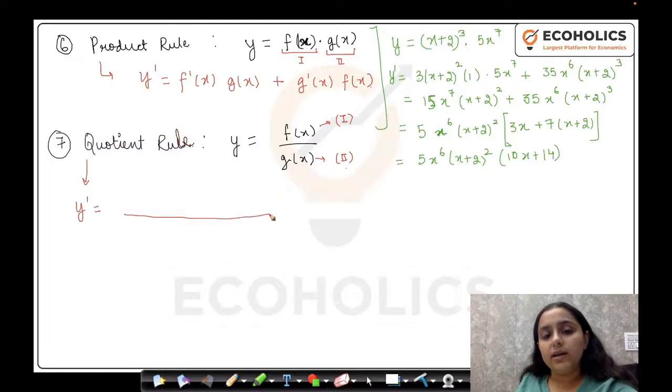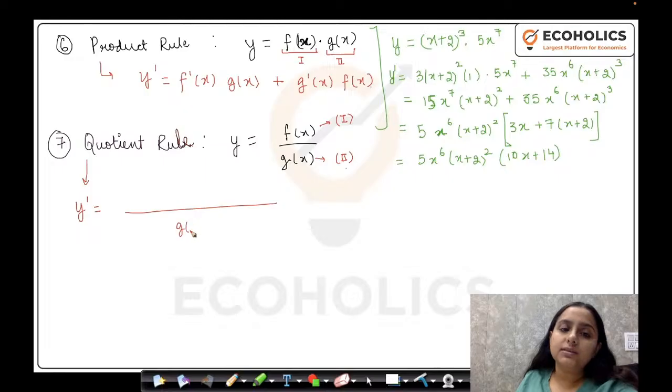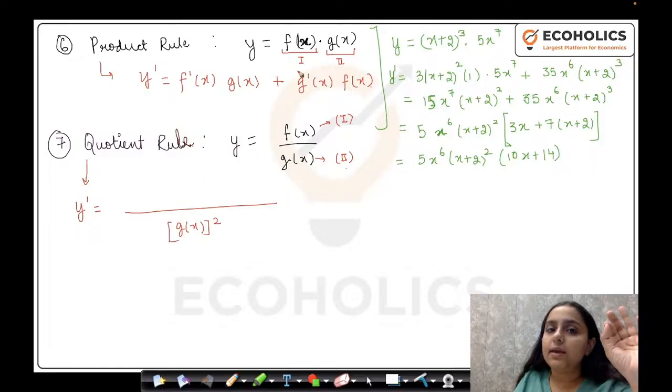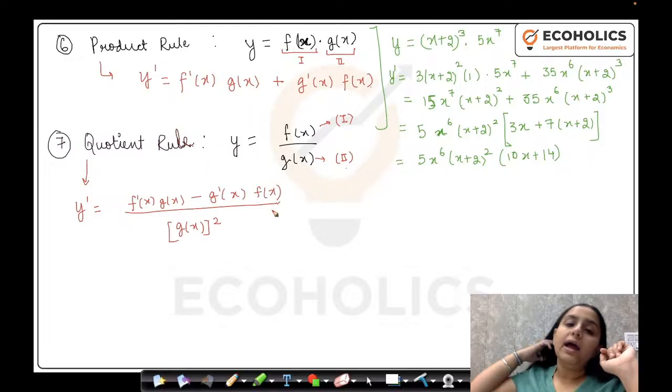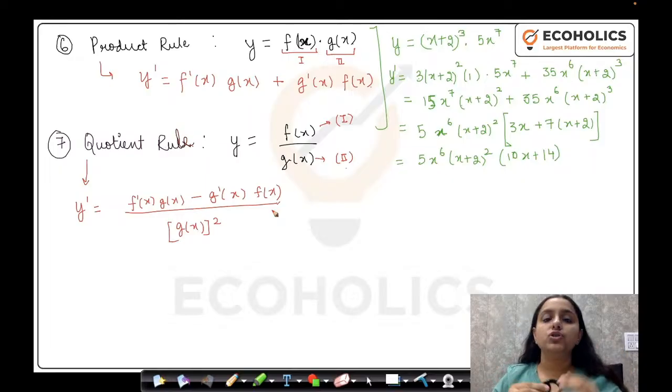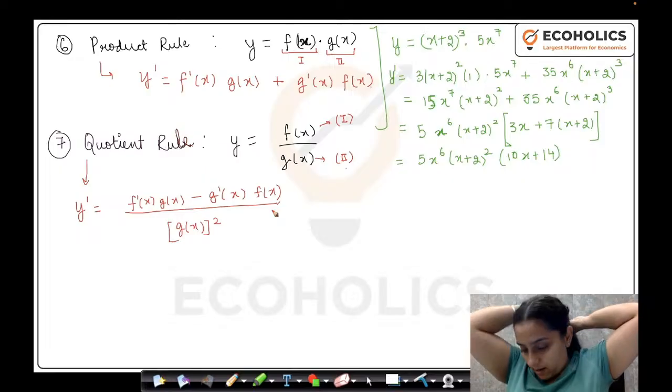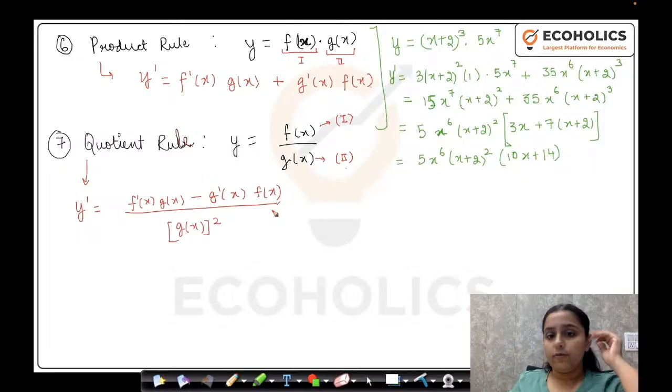सबसे पहले I will write a fraction as well. Second function as it is. Its square. ठीक है? In denominator. What I have done in product rule, I will use the same. I will only interchange plus the sign with negative. So f dash x gx minus g dash x fx. That's all what I have to do. And square of the denominator function in the denominator. Okay? That's what I will be doing.